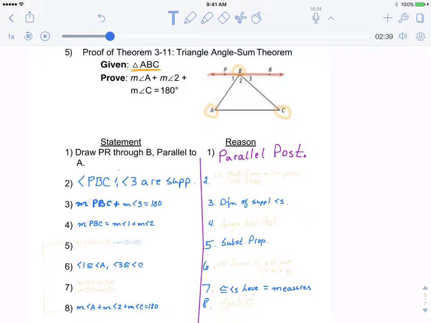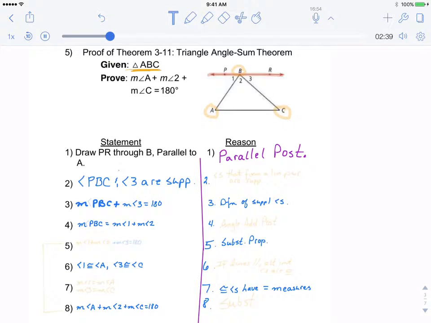Okay, how did you do on that? I hope you tried your best. Not all of them were hard; some of them were a little tricky. Number 1 was already put in for us, so it says draw line PR through B parallel to AC, and the reason behind that is called the parallel postulate.